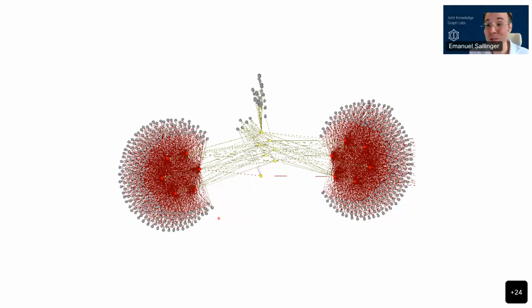I see I didn't put the source here, so I will put that on later. But this is real world. That's how the real world looks like. This is not fantasy that we're talking about. And this is just basically two big conglomerates in Italy. You can imagine how this looks in the bigger case.